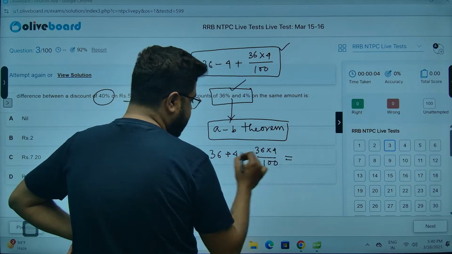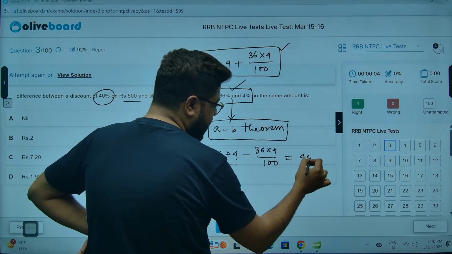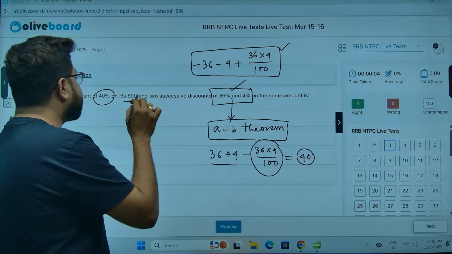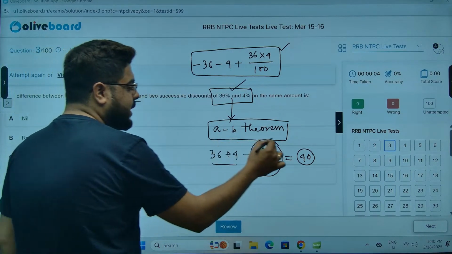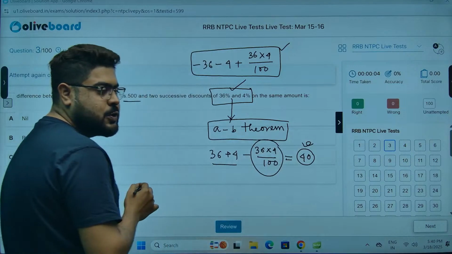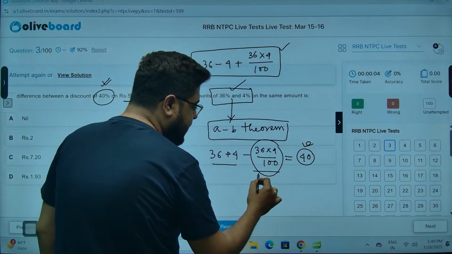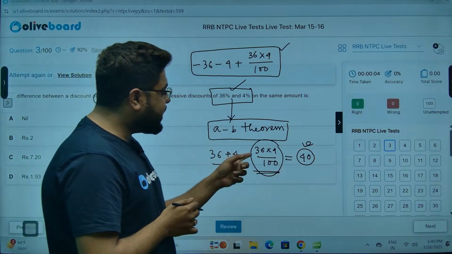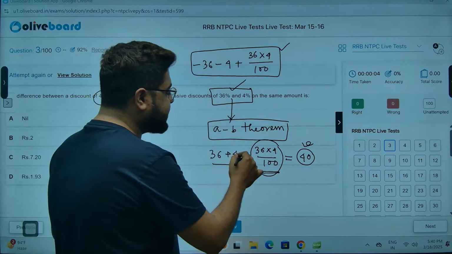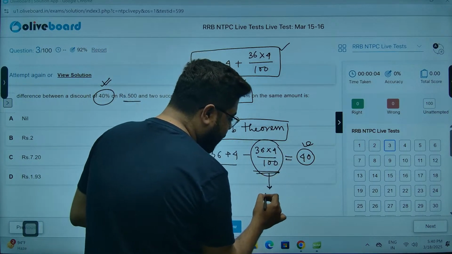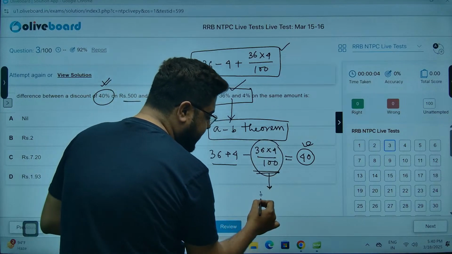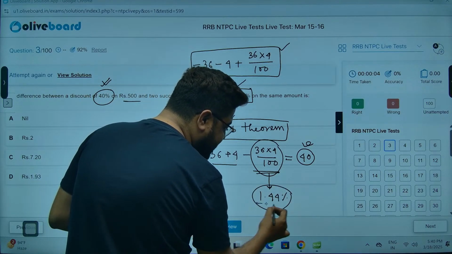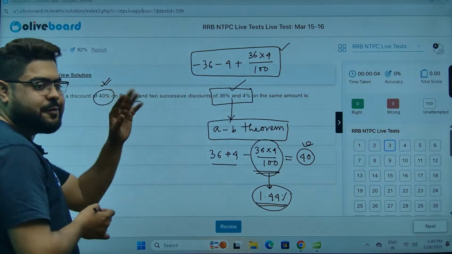So if you do this, 36 plus 4 is 40. And so this is whatever the difference. You please understand, 40% on this, 40%, these are the same. So the difference part is only this. This is how much? 36 times 4. 36 times 4 is 144, 144 by 100 means 1.44%. Actually, sir, this 1.44% is the difference.